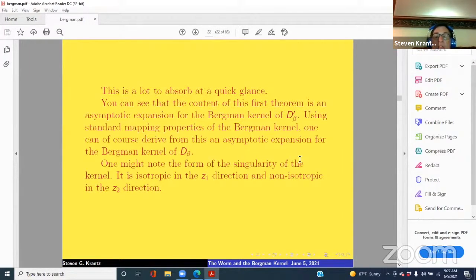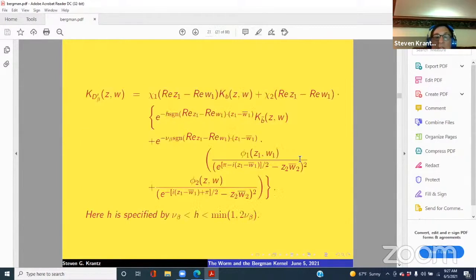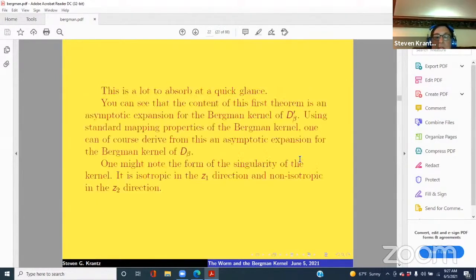And you can imagine, if you know a little bit about the Bergman kernel, that since D_β and D_β' are biholomorphic, we could use this asymptotic expansion for the Bergman kernel of D_β' to derive an asymptotic expansion for the Bergman kernel of D_β. That's what we're going to do in the next theorem, actually.